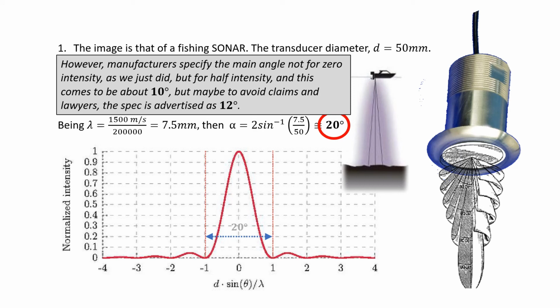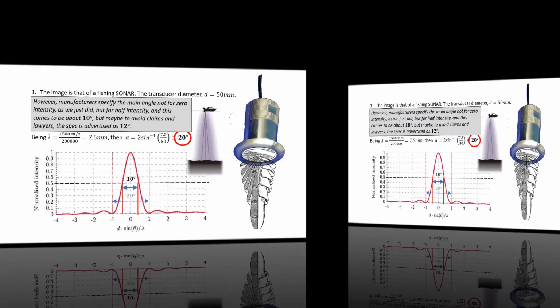However, manufacturers specify the main angle not for zero intensity as we just did, but for half the intensity, and this comes to about 10 degrees. But maybe to avoid claims and lawyers, the spec is advertised at 12 degrees.